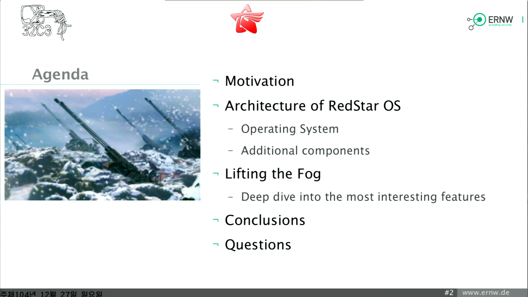So what we're going to talk about is, first of all, a short introduction into the motivation. Why are we doing this? We are going through the architecture of Red Star. We are going to show you the components in the core, in the operating system itself, and then we will take a deep dive into the additional components, all of the programs that are coming from North Korea and are supplied with the ISO of Red Star OS. After that, we are going to give you a deep dive into the most interesting features of Red Star OS. And then we will be able to draw our own conclusions, and afterwards we will have time for questions, we hope. By the way, this picture on the left is actually the screensaver from Red Star OS.